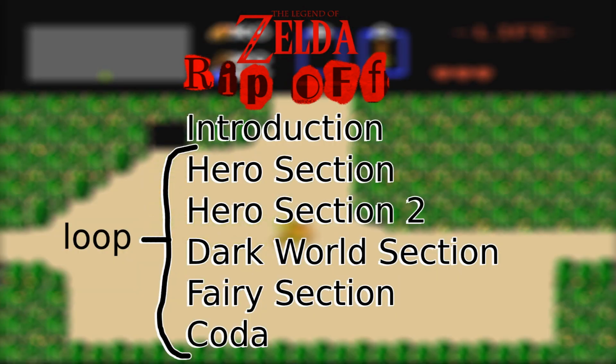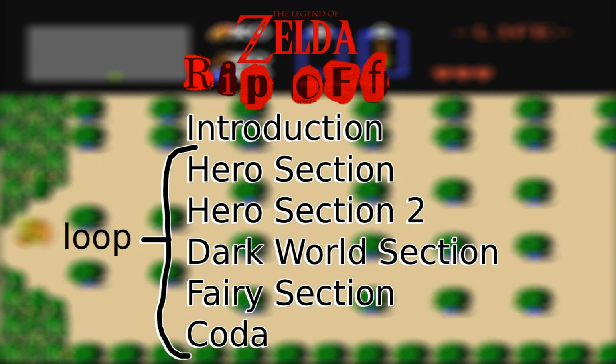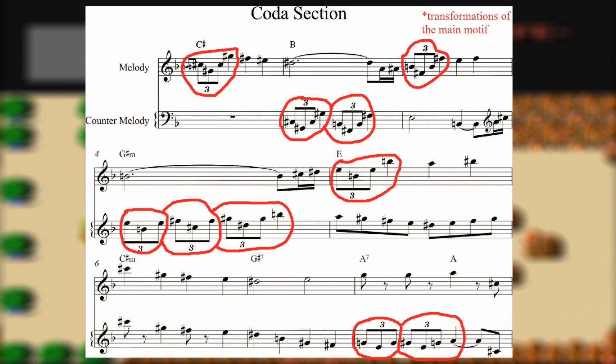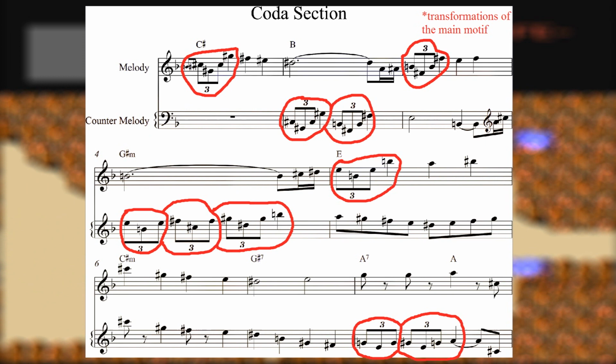When considering the overall structure of the piece, the introduction's only going to play once, and then the coda is designed to have the piece loop in-game all the way back from the hero section. In a lot of ways, the coda functions similarly to the introduction, in that it teases the main motif before the hero section expands it into a full melody. Also, the music starts building back up its energy after having slowed down in the previous fairy section.